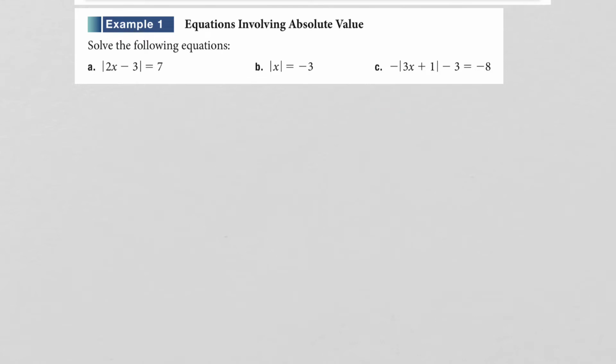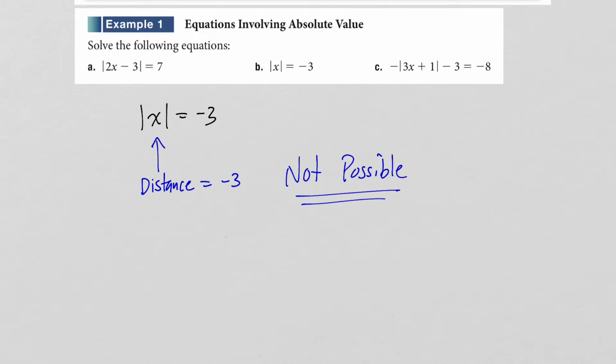So next we have the absolute value of x is equal to negative 3. So let's stop and think about this for a minute. X is a number. The absolute value of x is the distance that number is from 0. So what we're saying here is that we have a distance, and that distance is equal to negative 3. This is not possible, and the reason this is not possible is because a distance cannot be negative. Distance has to be at least 0 or a positive number. So since it's not possible, this equation has no solution.